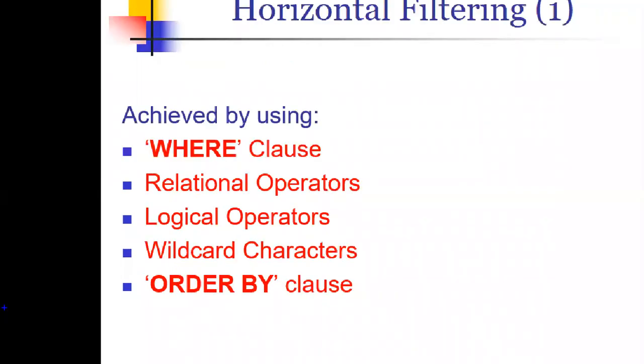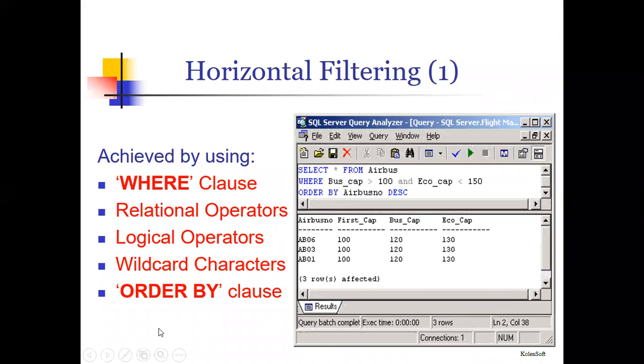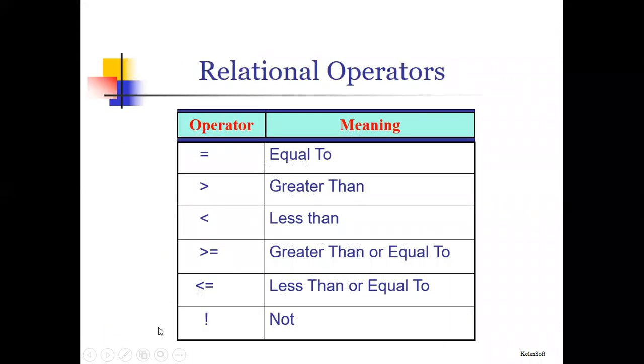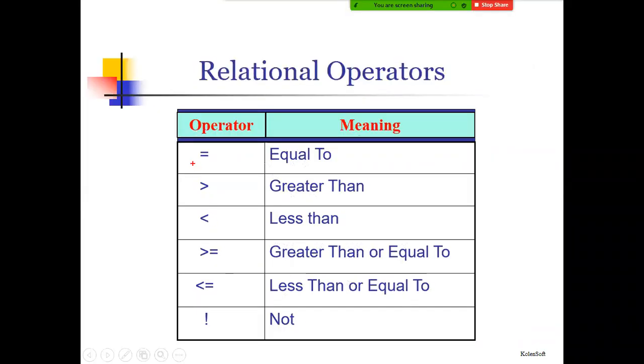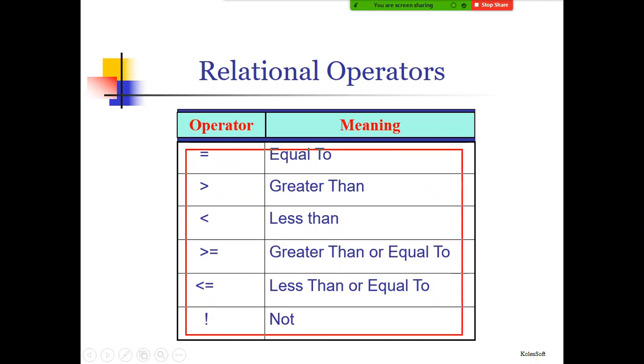We'll concentrate on how to use relational operators. What is a relational operator? It checks for the relationship of a value. I want to check whether the column is exactly matching a particular value or not matching, or whether it is greater than, less than, greater than or equal to, less than or equal to, or not equal to. These are some of the relational operators available in your SQL database. We'll try to understand how to use these operators in SQL queries.